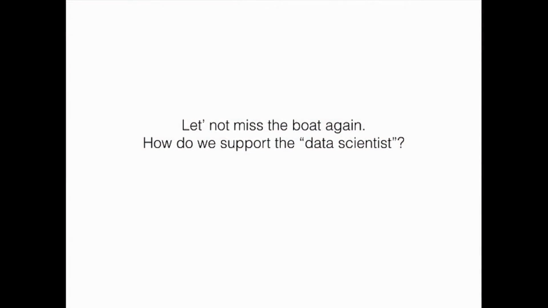And what I'd like to stress is that let's maybe try not to miss the boat one more time and support the data scientist with components that we have built.